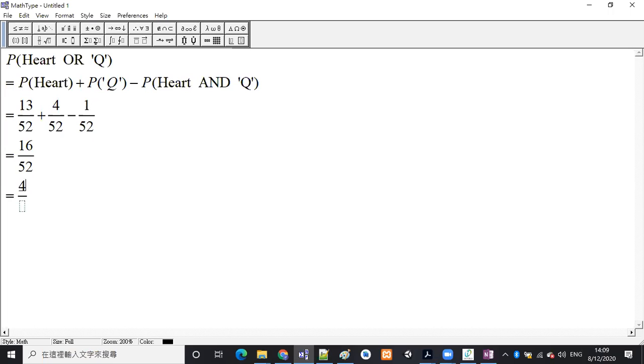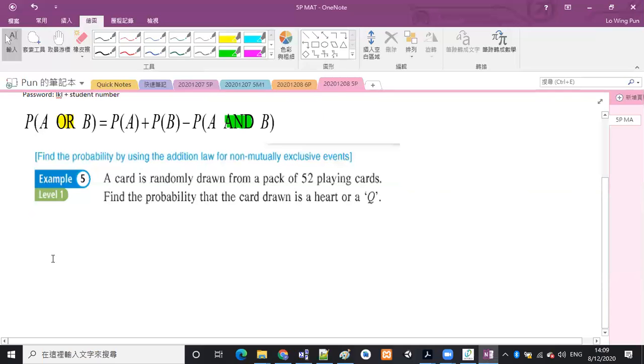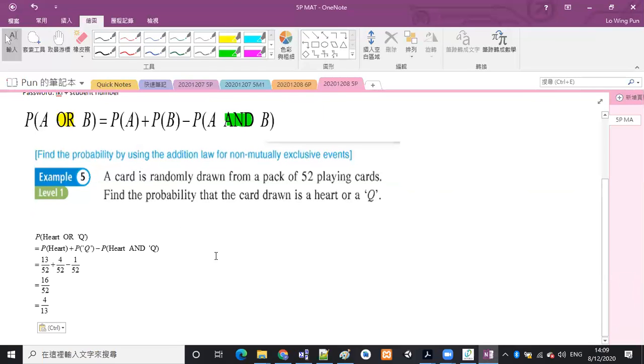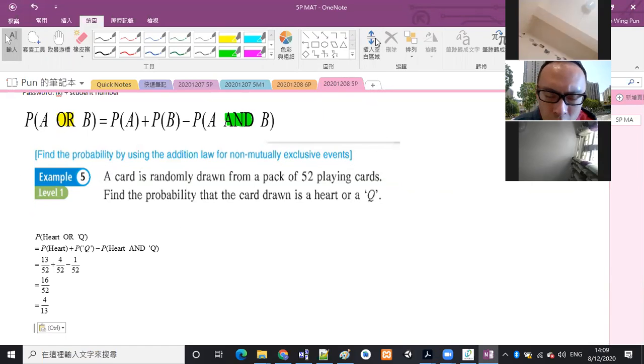then final answer will be just 4 over 13. It's okay. So this is how we can get this. 得唔得？呢度想你俾個反應我。如果明白呢一個 P(A or B) 等於 P(A) 加 P(B) 減 P(A and B) 呢條公式，可唔可以俾個 like 或者俾個拍手掌我？If you understand this P(A or B) becomes P(A) plus P(B) minus P(A and B), please give me a like or a clap, please. Okay, thank you very much.